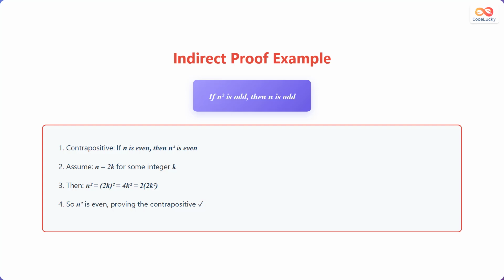Here's an example of indirect proof. Suppose we want to prove, if n squared is odd, then n is odd. The contrapositive of this statement is, if n is even, then n squared is even. We will prove the contrapositive.